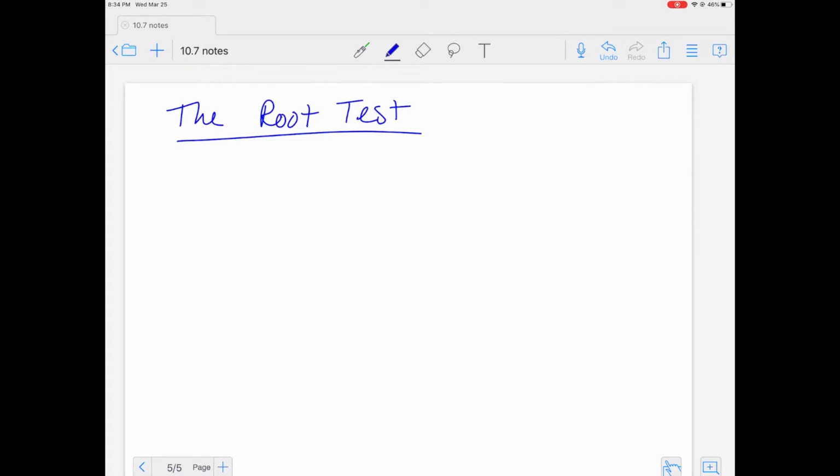Okay, we've taken care of our ratio test. Now let's go ahead and take a look at our root test. All right, so for the root test, we are going to let my series a sub k be an infinite series.